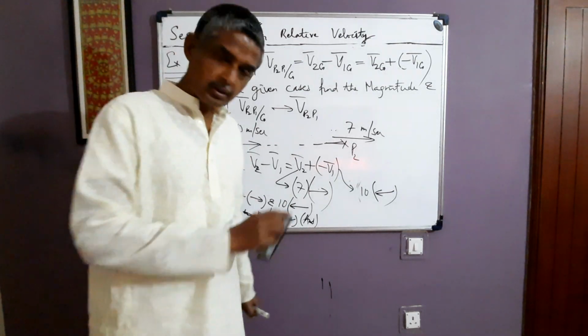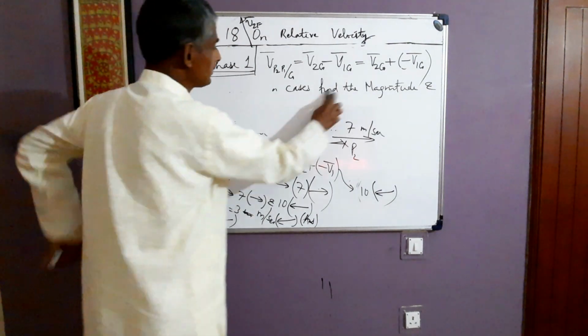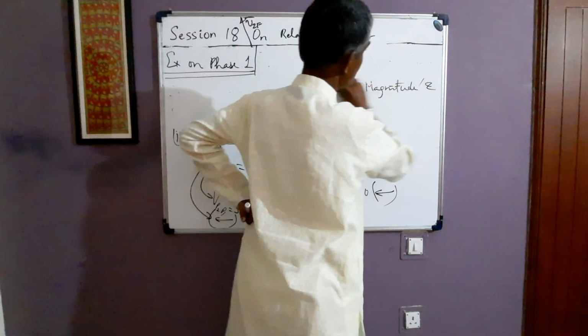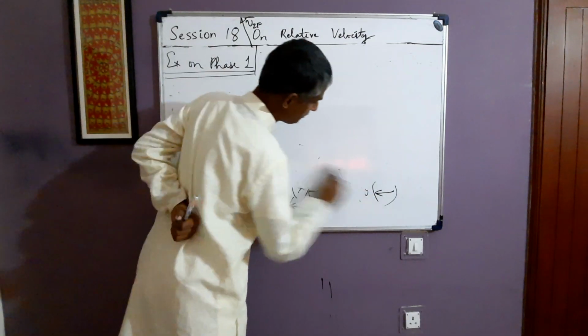So second example I have discussed. I can't count, I haven't counted yet, but I don't think there will be anything less than 125 videos on relative velocity. I am telling you repeatedly.